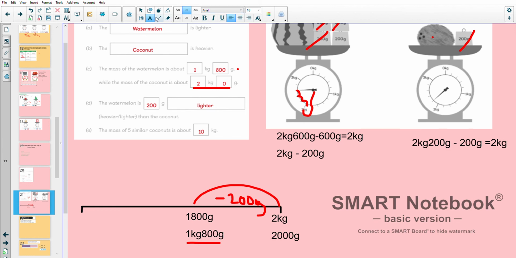So what is the difference between 2 kilograms and 1 kilogram 800? You can do one take away the other, or you can count up. And if I count up, I know that this one is 200 grams more because the difference between 2 kilograms and 1 kilogram 800 is 200. So it is 200 grams lighter than the coconut. And I've got here 5 similar coconuts. Well, I know that coconut is 2 kilograms. 2 plus 2 plus 2 plus 2 plus 2, or 2 times 5, is 10 kilograms.